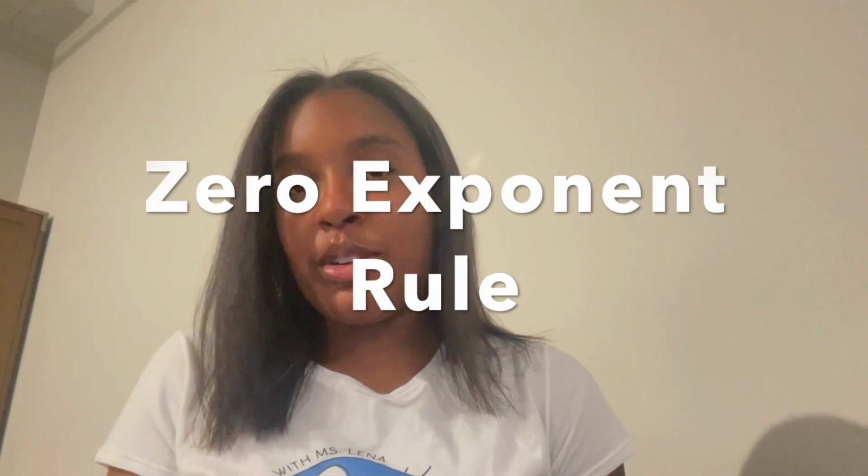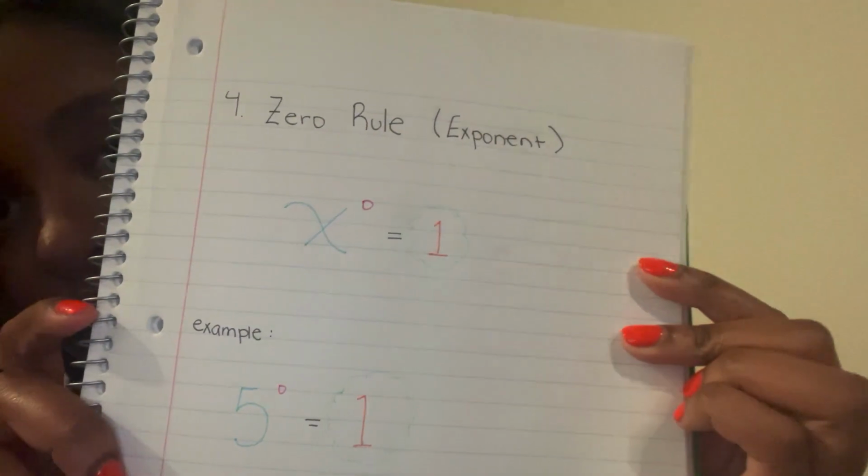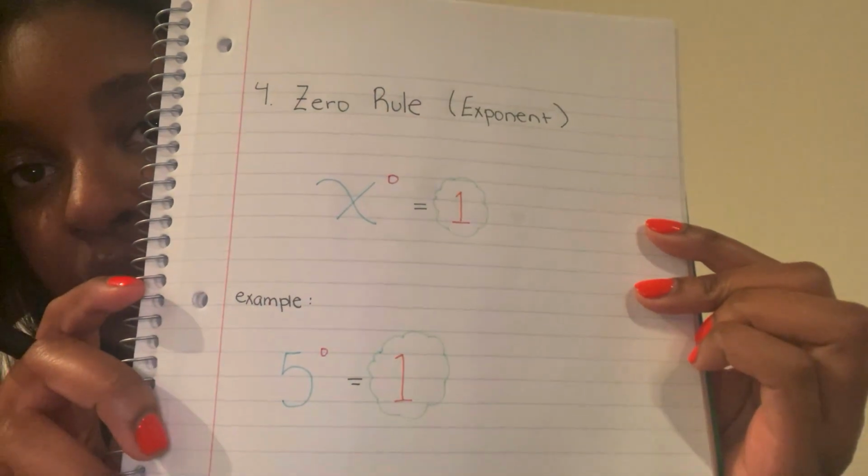And yeah, so we have the fourth rule, which is the zero exponent rule. I wrote the zero rule exponent, but it's the zero exponent rule. So this is it. And this rule is quite simple as well. Whenever you have a variable or a number, any number, whether it's a negative number, a fraction, a decimal, even if you have a variable, the zero rule basically says that whenever that number or variable is raised to the power of 0, you're always going to get a 1 as your solution.